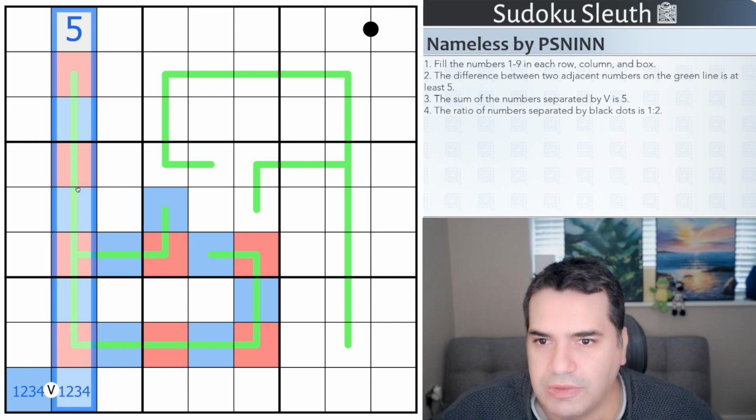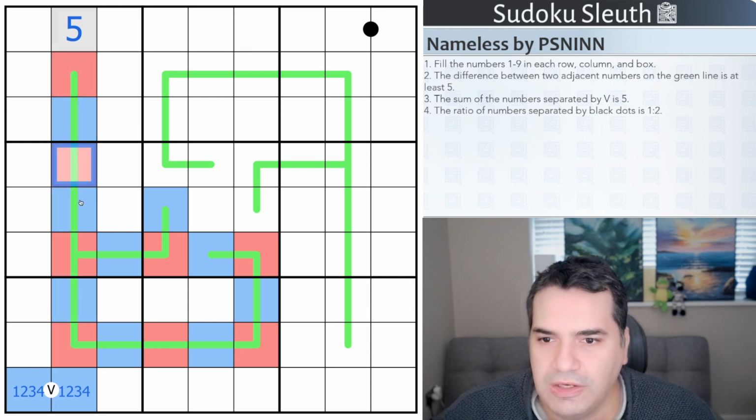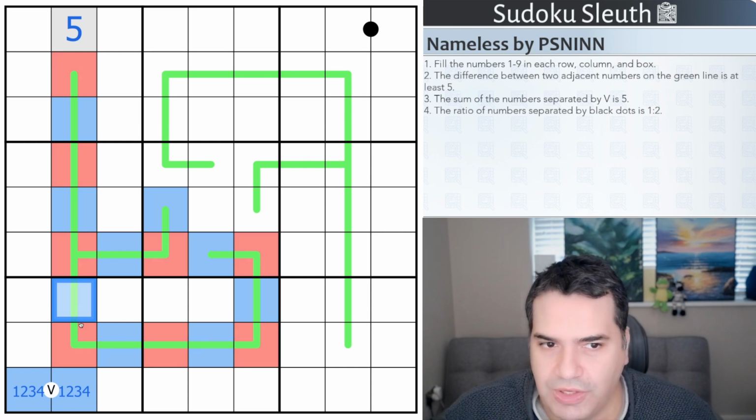One thing I didn't mention when I was explaining the rules, that 5 can never be anywhere on a German whisper line, because 5 or more away would be 0 or 10, neither of which is allowed under normal Sudoku rules.